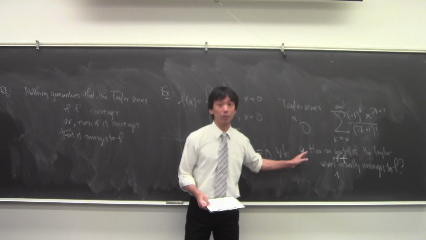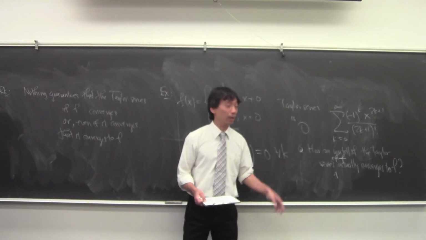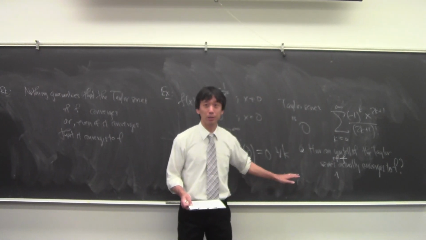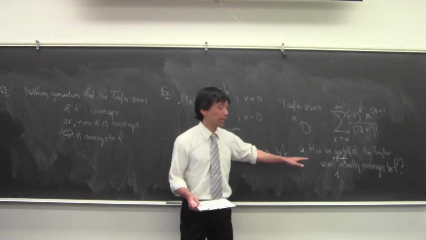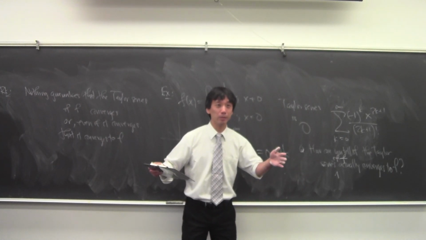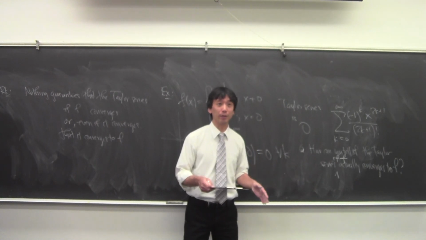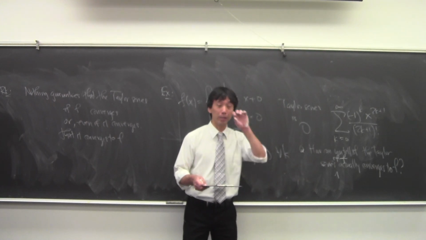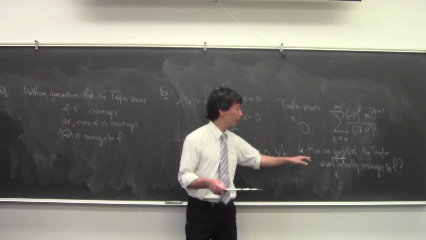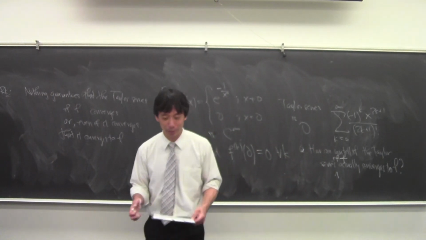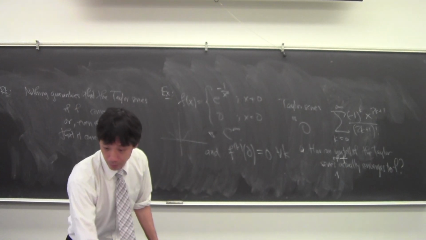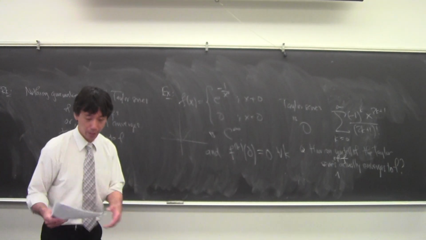Next time we'll give a condition using something called the Lagrange remainder theorem. That will say if this sort of thing happens, then your Taylor series gives you back your function. So we'll give a condition on the function that will guarantee goodness. Okay, that's it for today.